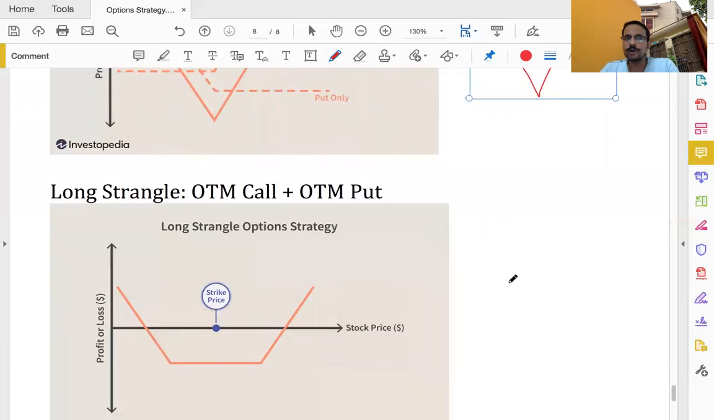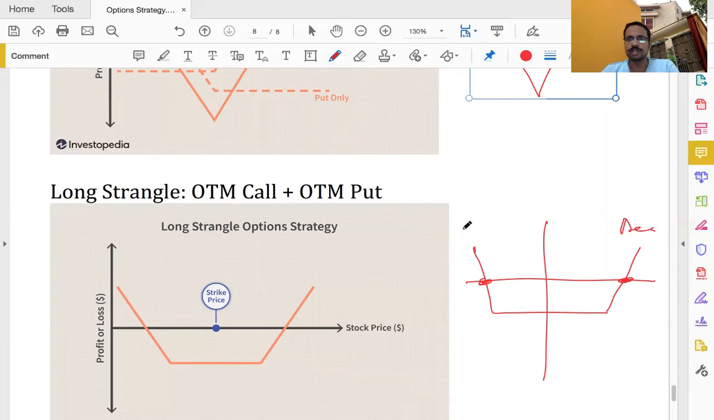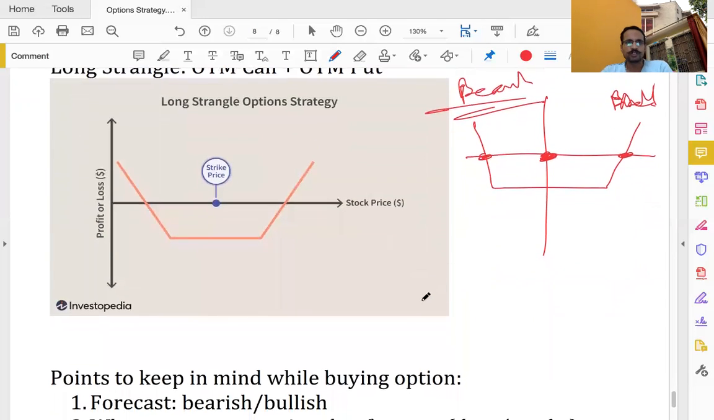Another one is long strangle. Long strangle means the plateau here and then the price goes up. So when you are expecting this kind of a market, that it can be either bearish or bullish, but the strike price is in between, right in the middle, that becomes your long strangle strategy.